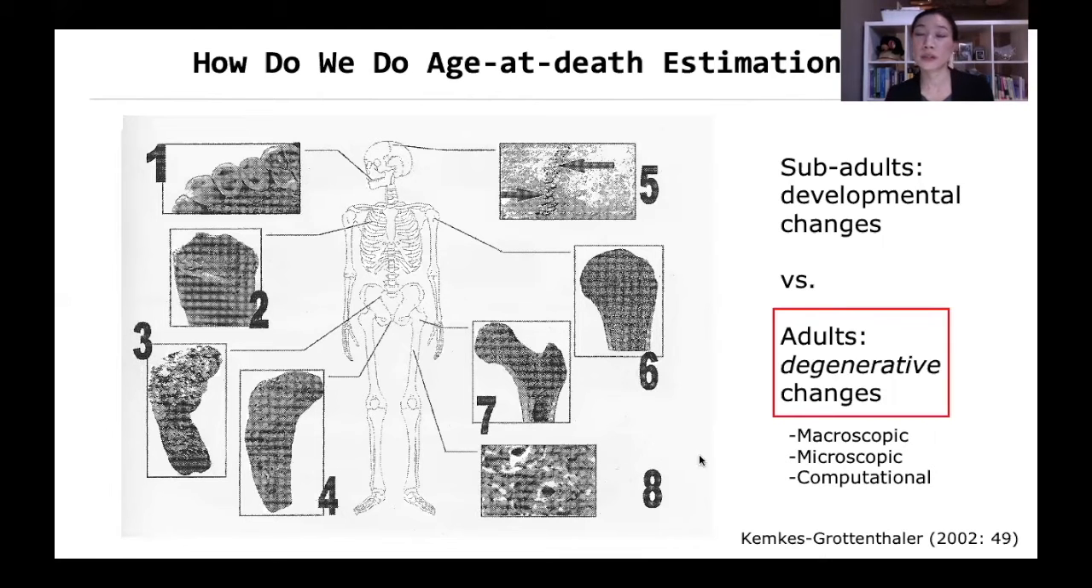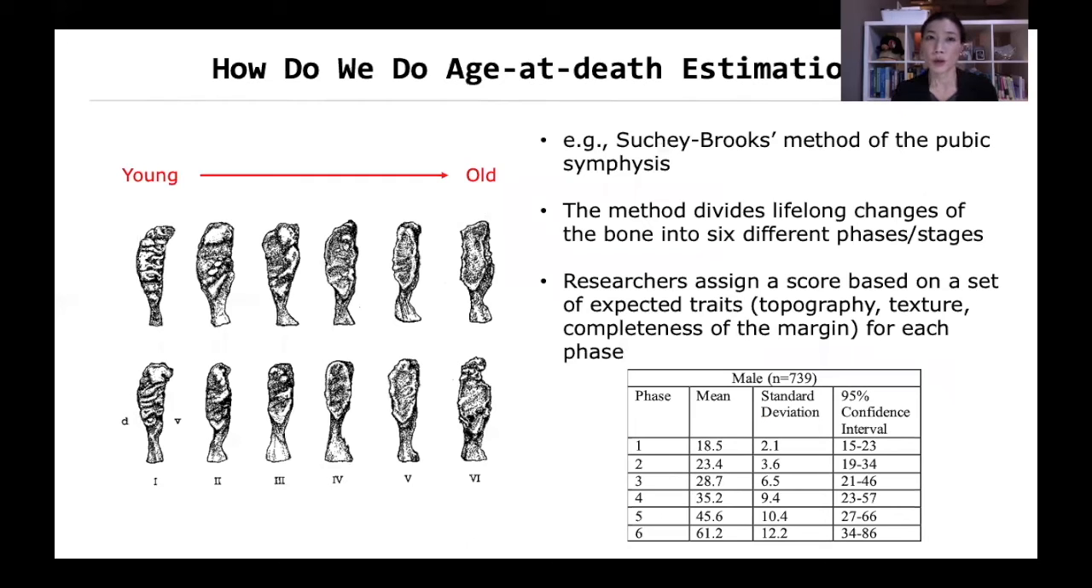But for this specific presentation, we're going to focus on degenerative changes of the adult, so adult age of death estimation, specifically based on a macroscopic observation-based approach. So how do we exactly do age of death estimation?